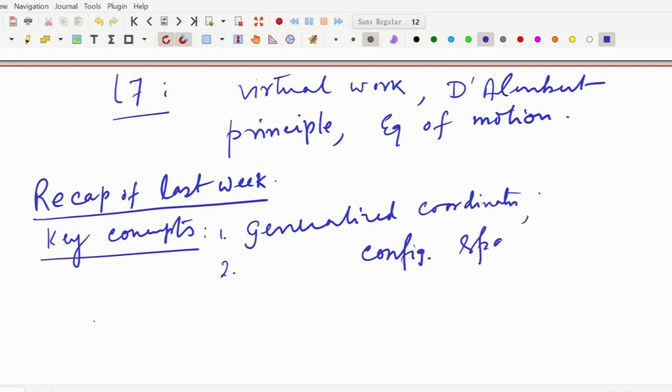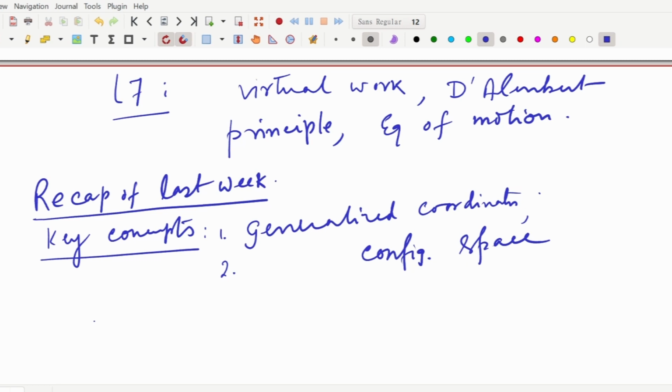Second important, generalized coordinate is also associated with the configuration space. This concept is also important because every point in the configuration space represents the classical system. So when we consider the time evolution of the system, it is basically how the system travels from one point in the configuration space to another point in the configuration space.